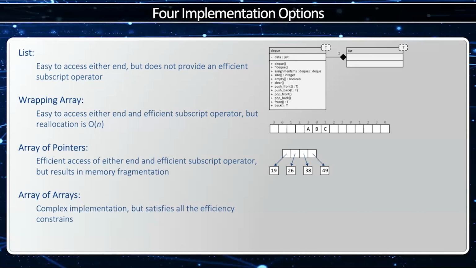The final implementation is the array of arrays, and this works just like an array of pointers, except that every element in the array refers to a block or collection of elements. And this removes the fragmentation problem that often arises from the array of pointers implementation.